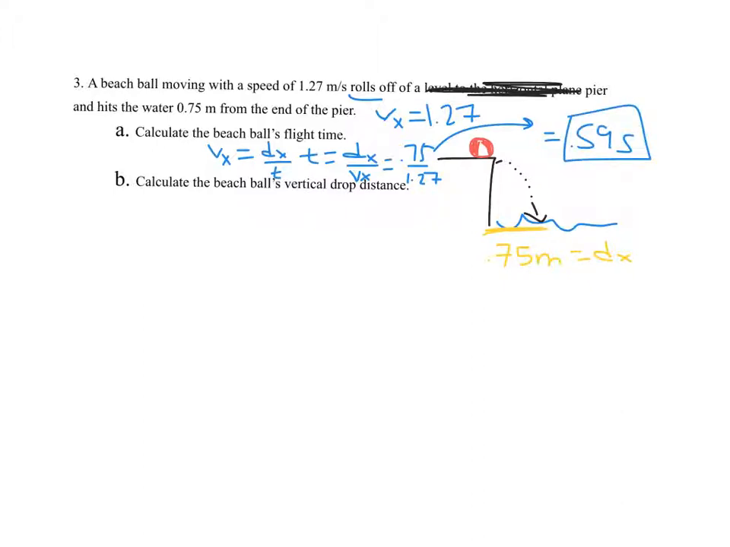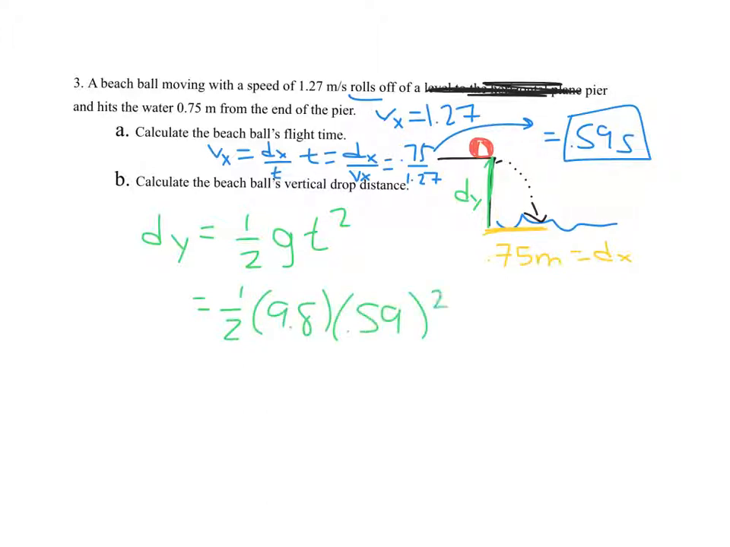The second thing, our drop distance, which is the same thing as the height of the pier, is going to be this thing in green. That's my dy. So I know that dy is equal to 1/2 gt squared. And I know that g is 9.8. I just found that my t was 0.59. So I end up getting that it's 1.710 meters.